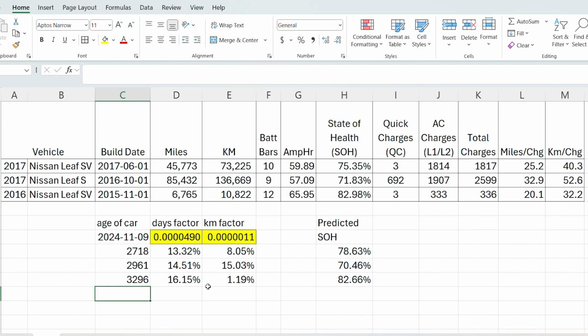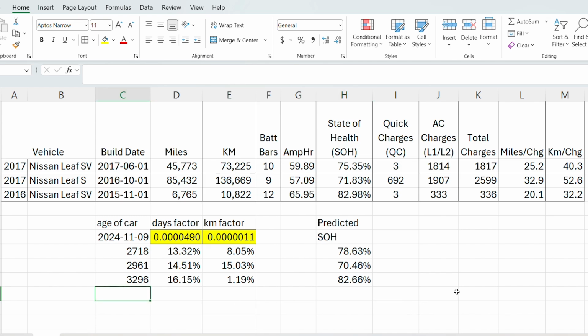But if you figure out the age of your car in days, look at the mileage you've gone, and multiply by these two factors, that's 0.00049 and then I got 5 zeros and 11 here. We'll see, will it come out to the right number?